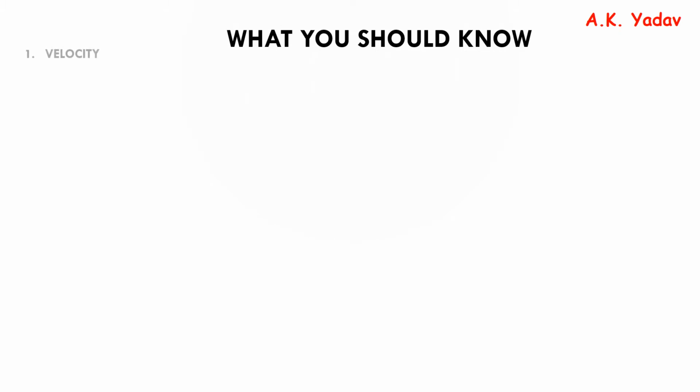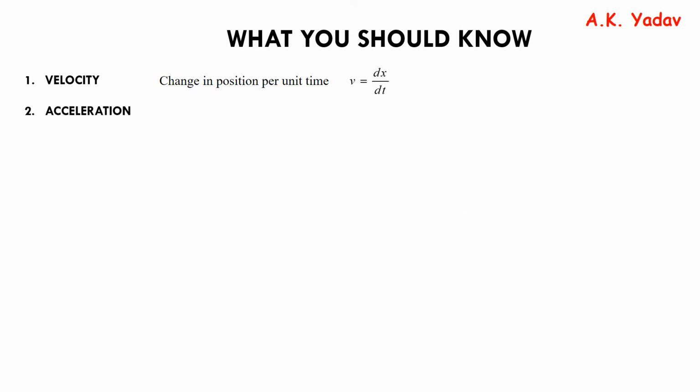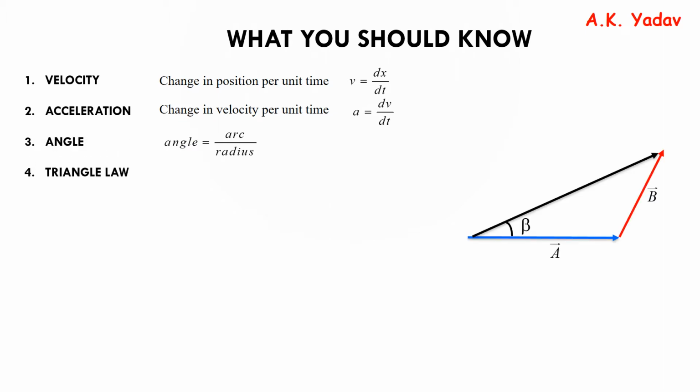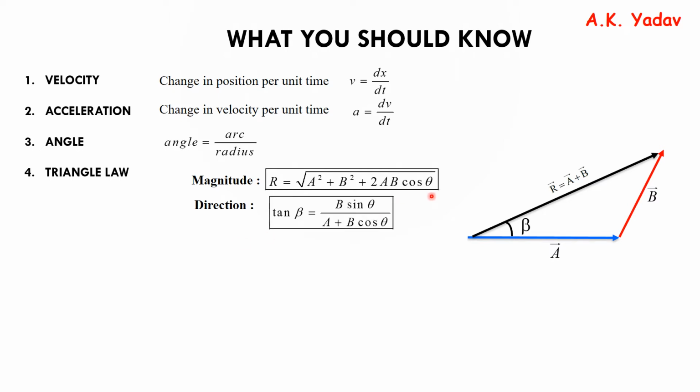Now, what you should be knowing: what is velocity? v = dx/dt. What is acceleration? a = dv/dt. Then angle, which is equal to arc by radius. Triangle of vector addition, in which the magnitude is given by R = √(A² + B² + 2AB cos θ), and the direction is tan β = B sin θ / (A + B cos θ). What is force? F = ma.